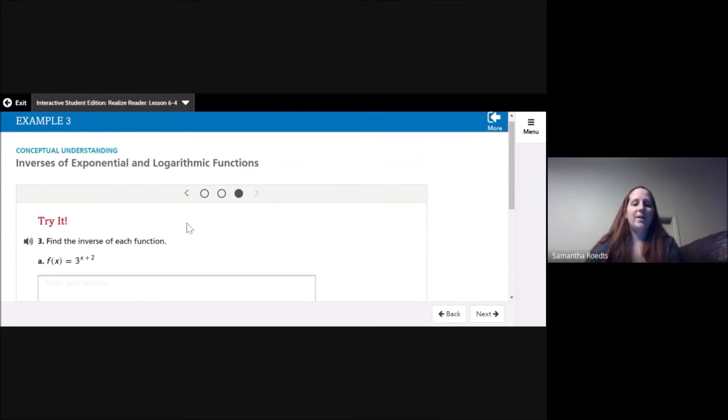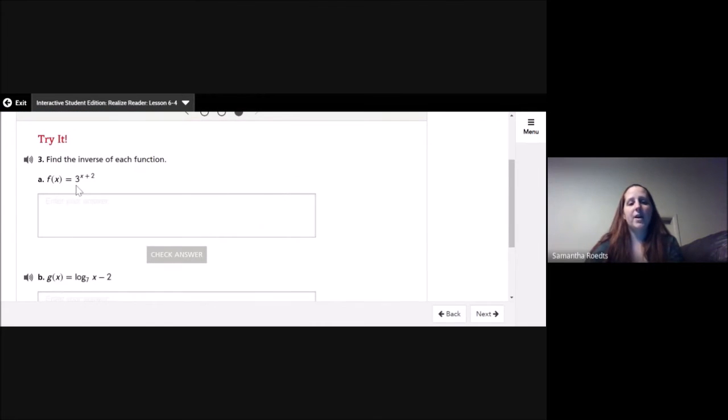All right, so let's try it out. Find the inverse of each function. I have f of x equals 3 to the x plus 2. Okay. So I have y equals 3 to the x plus 2. Okay, I'm going to switch my x and y. Now I'm going to solve for y.